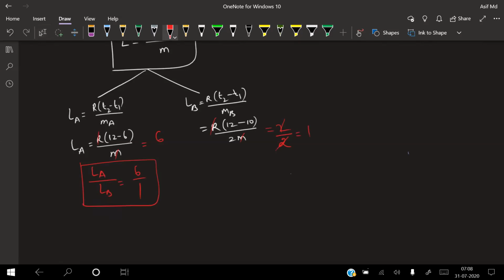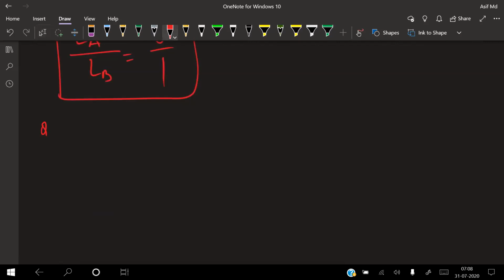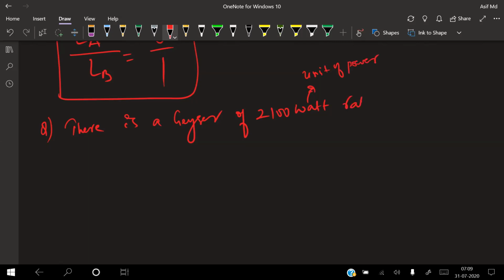One more question I'll try to do. See this question. There is a geyser of 2100 watt. What is the unit of power, beta? Unit of power is represented as watt. That will come in the chapter work, power, energy, beta. But just now remember, there is a geyser of 2100 watt rating.